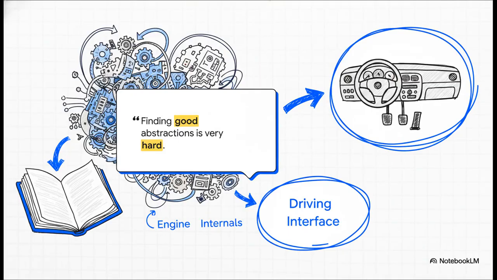And the book points out that the real secret weapon against complexity is finding good abstractions. Now, what's an abstraction? It's just a way of hiding all the messy details behind a really simple interface. The car analogy is perfect for this. You don't need to be a mechanic to drive a car, right? You just need to know the steering wheel, the pedals, and the gear stick. That's a great abstraction. And finding those simple, elegant interfaces in software, well, that's one of the hardest and most important jobs in all of engineering.